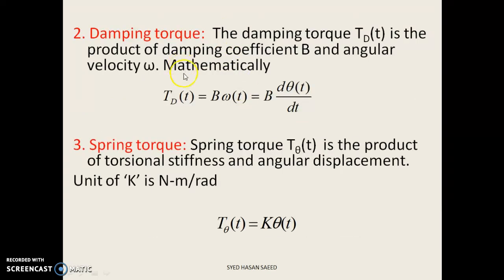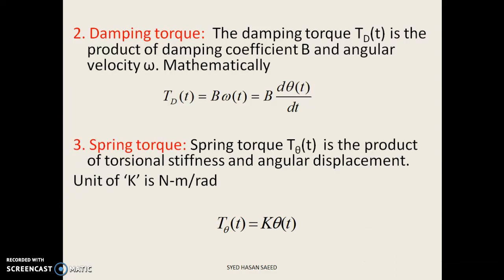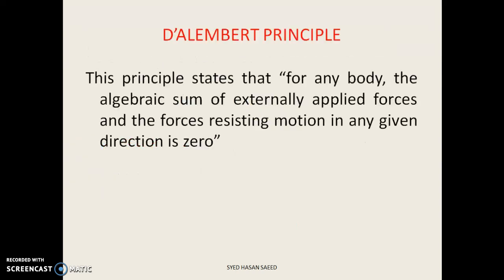The second one is damping torque. The damping torque is the product of the damping coefficient and the angular velocity omega, so B omega(t), where omega is the angular velocity. The third one is spring torque. The spring torque is the product of torsional stiffness and the angular displacement. So T is equal to K into theta(t), where theta is the angular displacement.